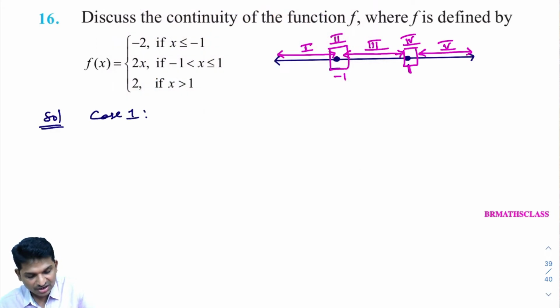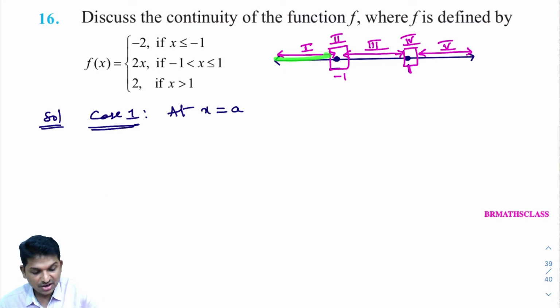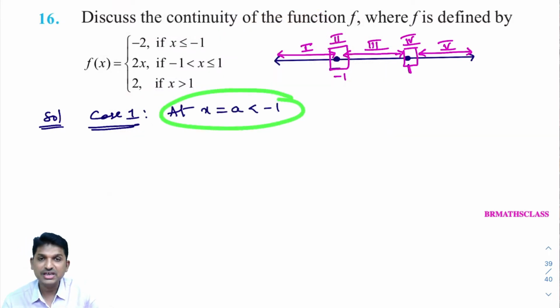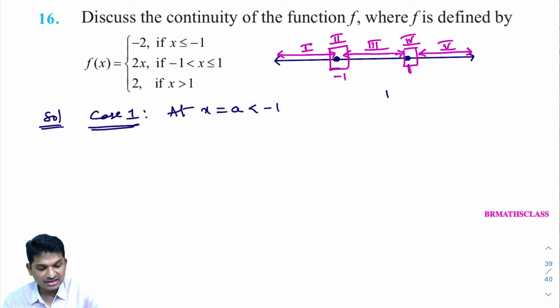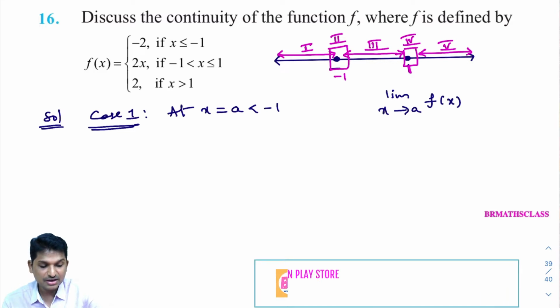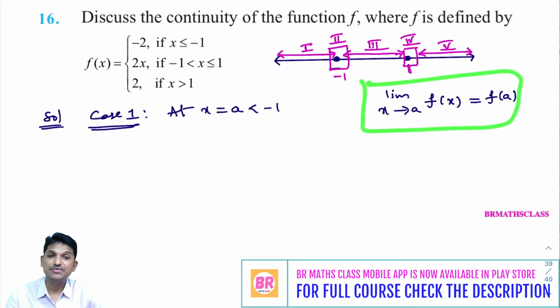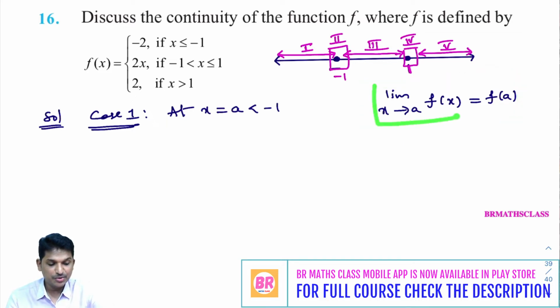Case 1. What is case 1? I need to check the continuity of the function at x equal to a, whenever a value is less than minus 1. How to check the continuity? What is the hero of this story? In these limits, limit x approaches a, f of x equal to f of a. Then we say that the function is continuous at x equal to a. So for that, what I'll do? I'll calculate limit x tends to a, f of x. Next, I'll calculate f of a.